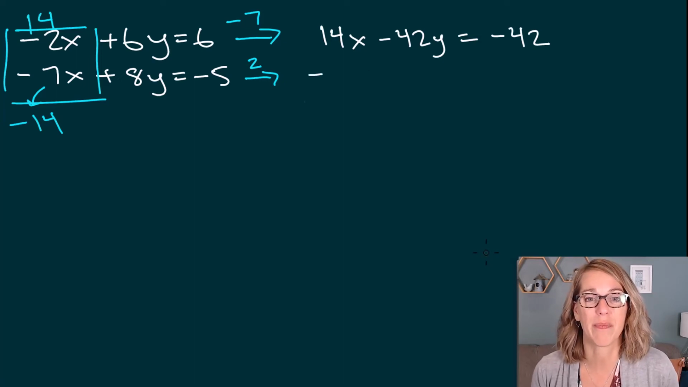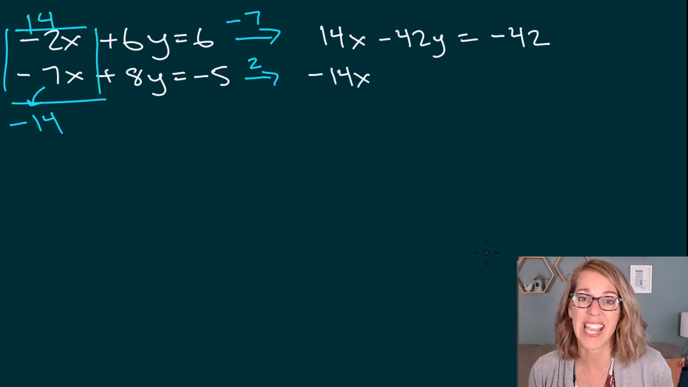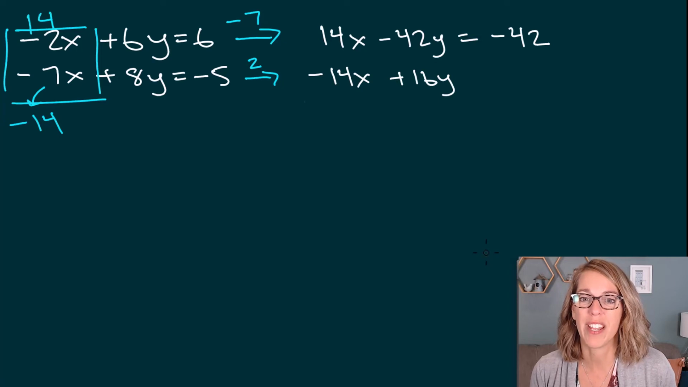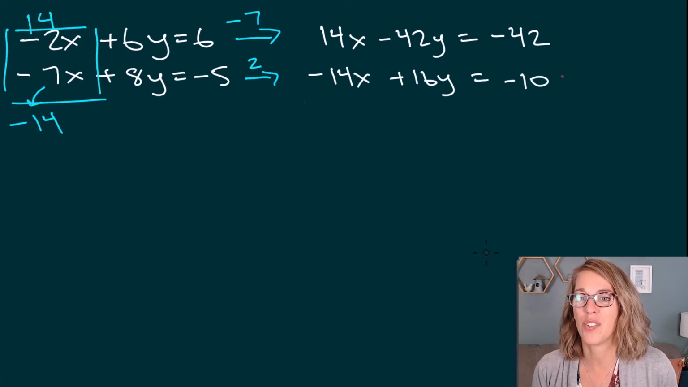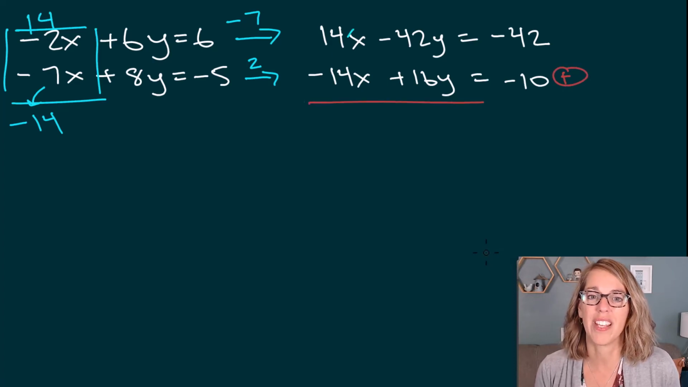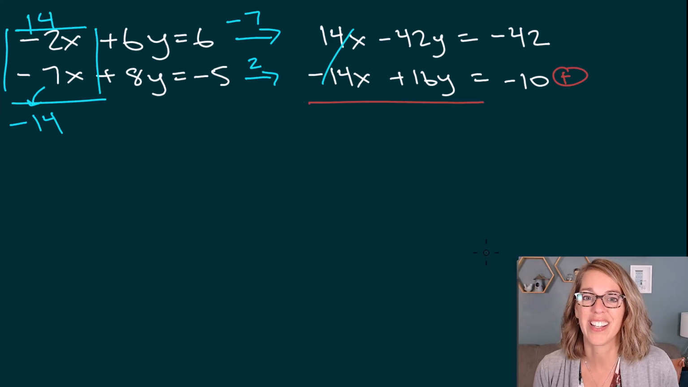Multiplying everybody by 2, I get -14x. 2 times the 8 is going to be plus 16y. 2 times the -5 is -10. I am ready to add these together. So combining those like terms, the x's cancel, which is great.